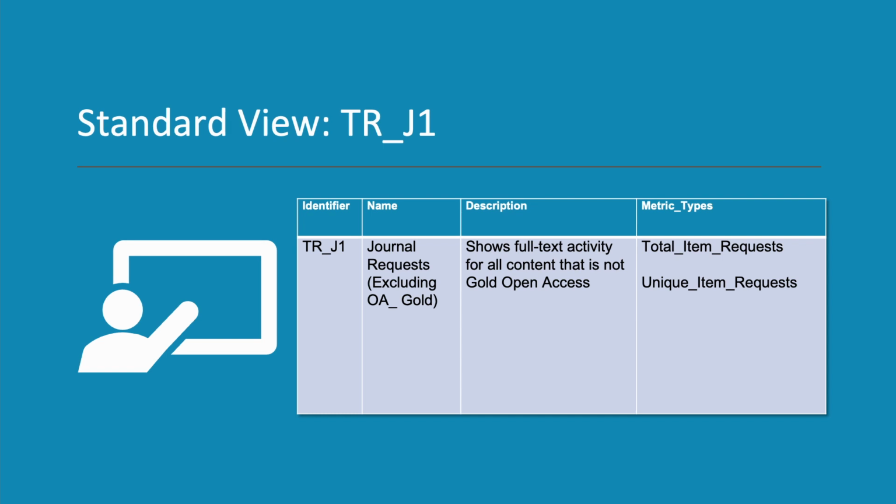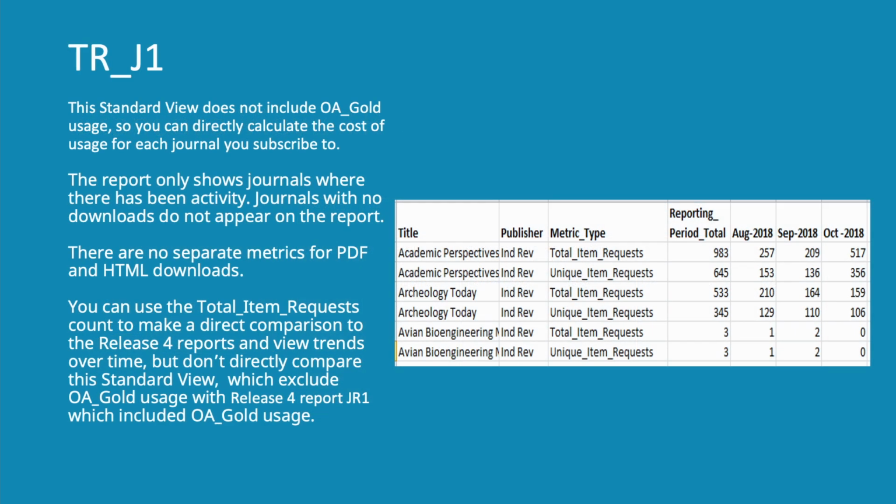TRJ1, or Journal Requests Excluding OA Gold, is a standard view of TR for journals which shows full text activity for all content which is not Gold Open Access. Because this standard view does not include OA Gold usage, you can directly calculate the cost of usage for each journal to which you subscribe without needing a second report. OA Gold content is permanently free to use as the result of an open license.